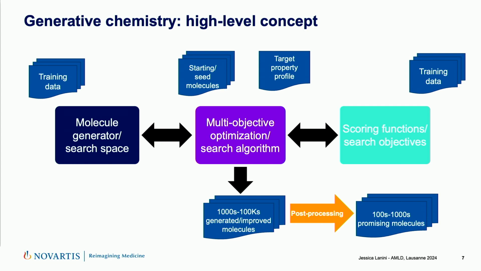But what do we mean by generative chemistry overall? For us, generative chemistry is really a combination of components. We have a first component, the molecule generator or the search space, that can of course be derived from simple enumeration, but in the context of AI will mainly be generative models. Then we have multi-objective optimization searching algorithms that allow us to move inside this space. These algorithms are normally based on search functions built on properties that we would like to optimize in our final compound.